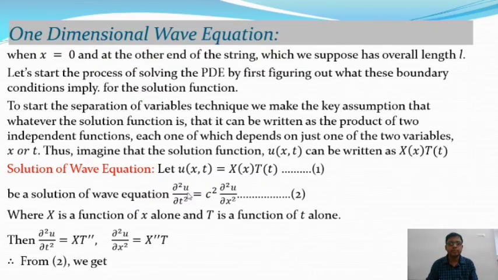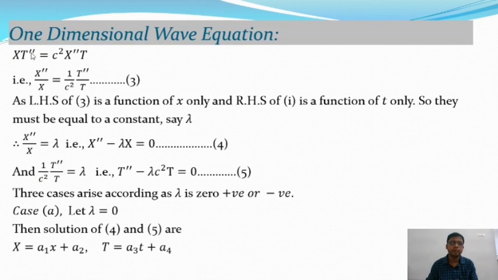Okay. So the second order differentiation with respect to t, from equation 1, gives X into T double dash, and del square u by del x square, the second order differentiation with respect to x, will be X double dash into T. Therefore from equation 2, after putting the values of del square u by del t square and del square u by del x square, we get X into T double dash is equal to c square into X double dash into T.